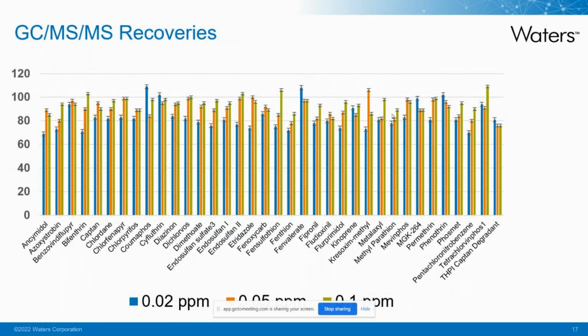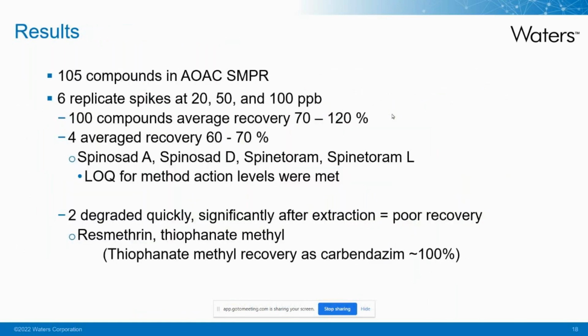So because of that, it's important to evaluate recovery. Recovery here was evaluated from 20 to 50 and 100 ppm levels. And shown here is the range of over 30 compounds being within 70 to 120%. So overall, in the complete method here, we were looking at 105 compounds. There was some overlap between LC and GC.